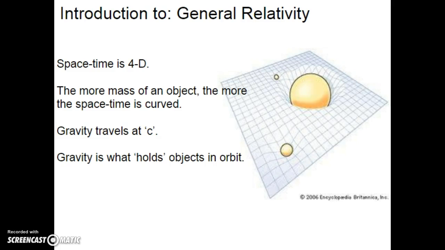Now we're going to look at general relativity. And this is where things get a little bit messier. We're simply saying that space-time is four-dimensional. And the more massive an object, the more the space-time is curved. And gravity travels at the speed of light. And gravity is what holds objects in orbit, right? Two masses at a distance can be gravitationally bound to one another.